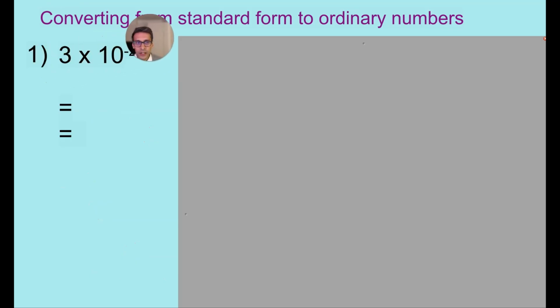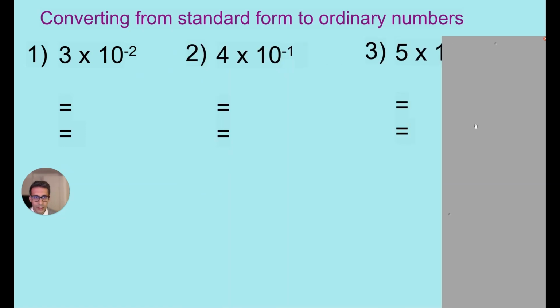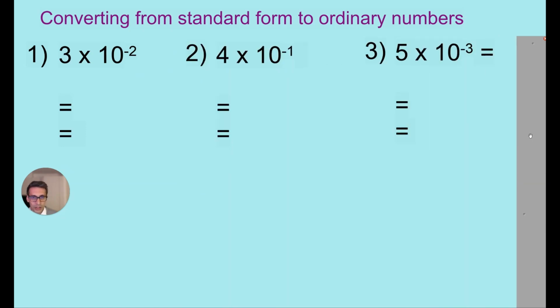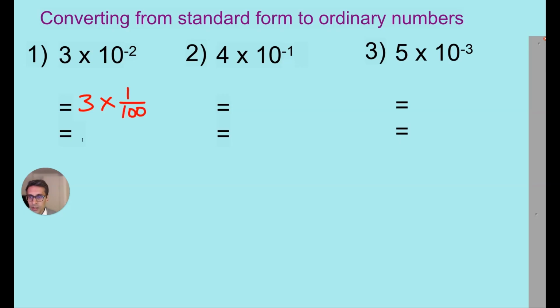Okay, so have a go with the following questions. Convert all of the following into ordinary numbers. Pause the video and then I'm going to show you how to do it. Okay, here come the answers in 3, 2, 1. So 3 times 10 to the power negative 2. So this is going to be the same as 3 times 1 over 100, which is 3 divided by 100, which is 0.03.